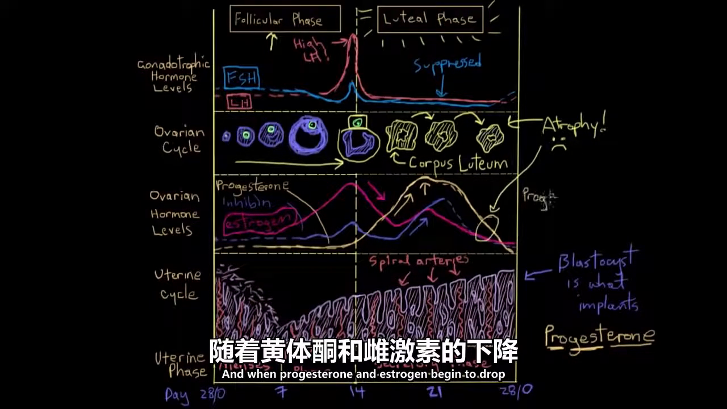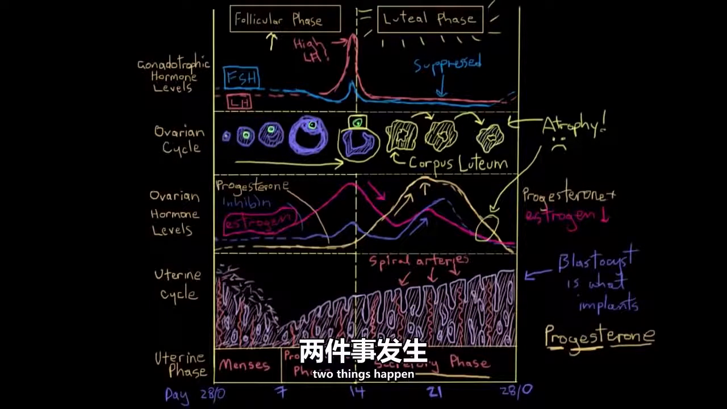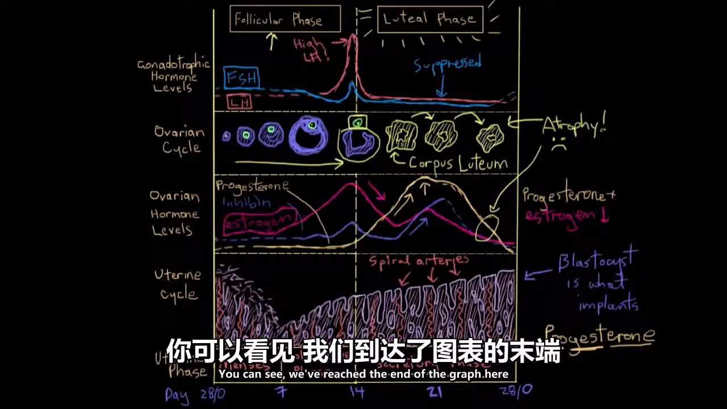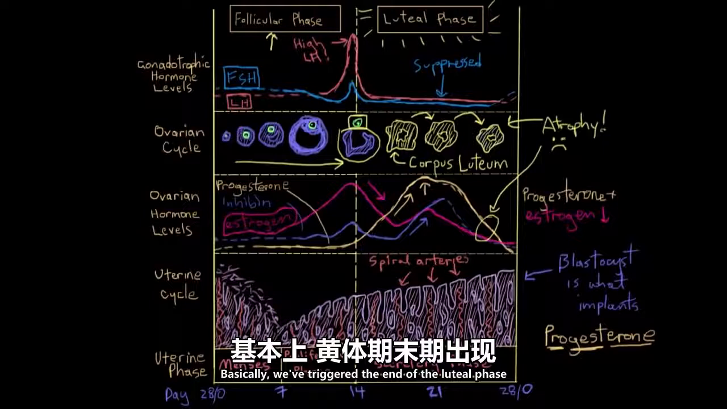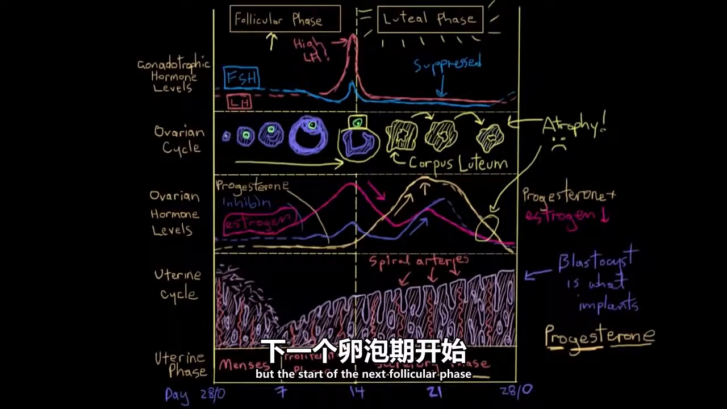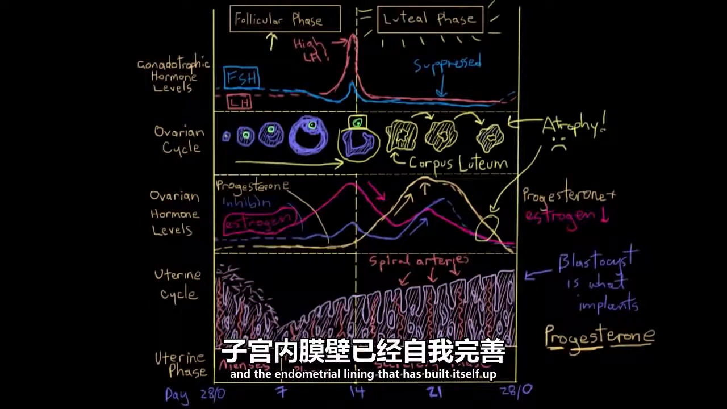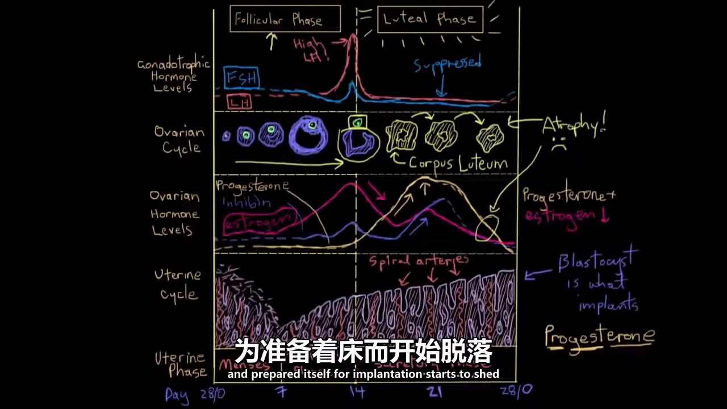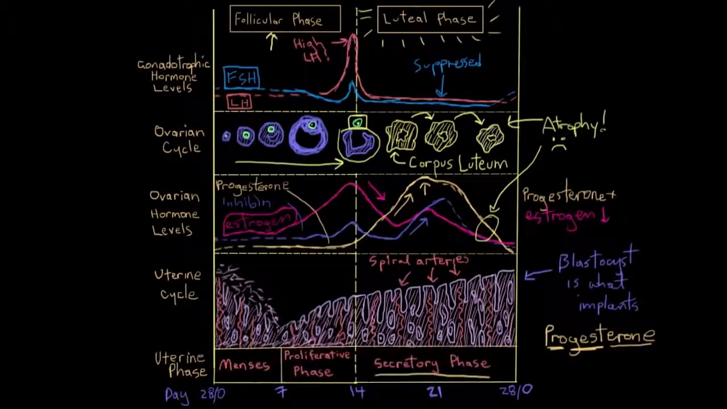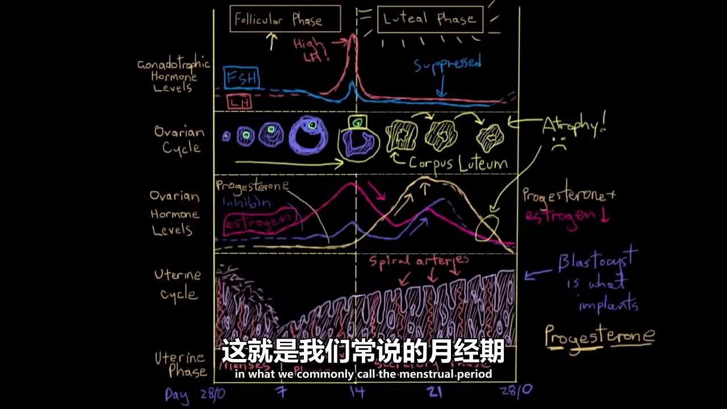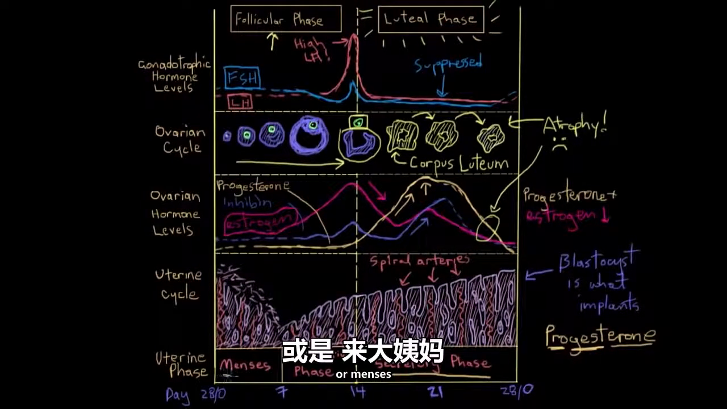And when progesterone and estrogen begin to drop, two things happen. The first thing is that the end of the luteal phase is triggered. So you can see we've sort of reached the end of the graph here. And so basically we've triggered the end of the luteal phase, but the start of the next follicular phase. And so at this point, menstruation begins to occur, and the endometrial lining that has built itself up and prepared itself for implantation starts to shed, and it'll be lost through the vaginal canal in what we commonly call the menstrual period, or menses.